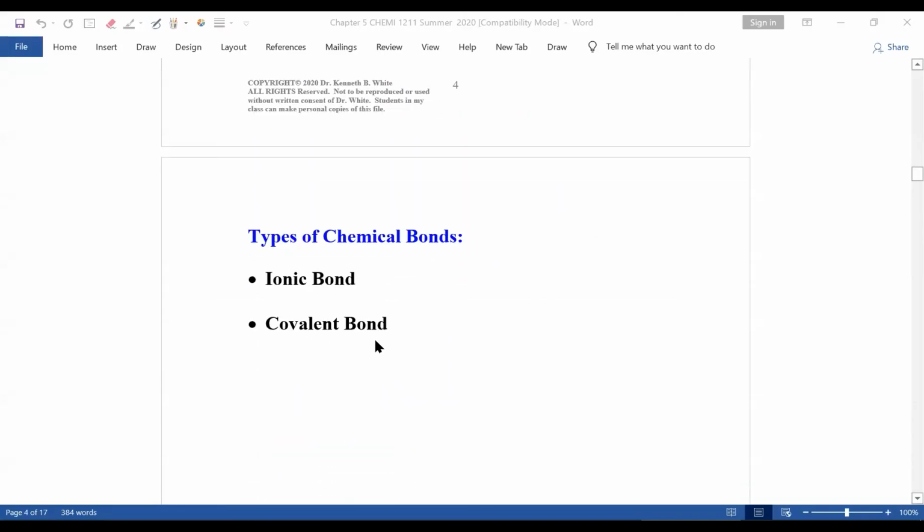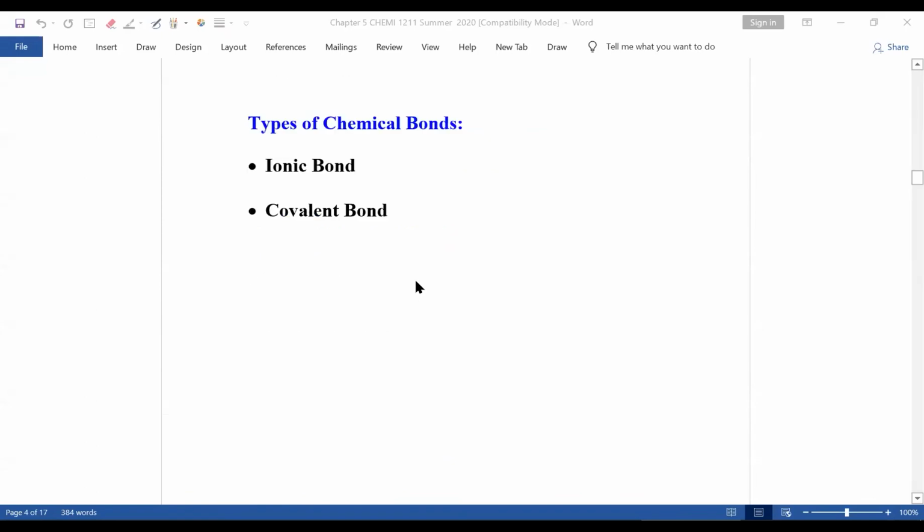Now, there are two types of chemical bonds. Switch is on as high as I can turn it. The first one is ionic bond. The other type of chemical bond is a covalent bond. Two types, and you should know this. The first one is ionic bond, and the second one is covalent bond. Remember, chapter 5, like chapter 9, will be on test number 2.